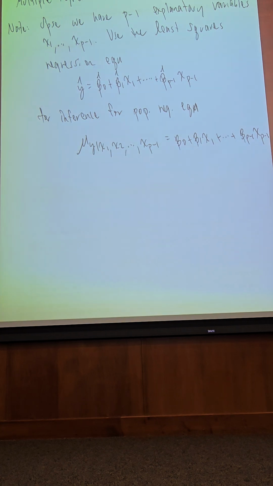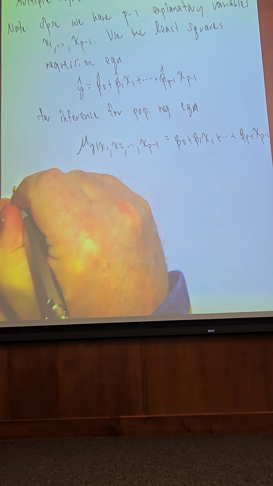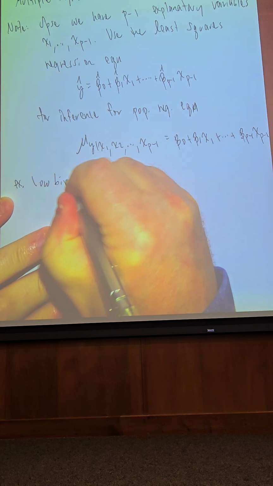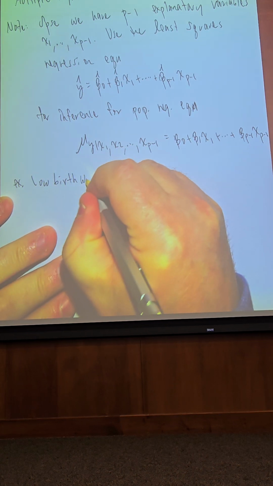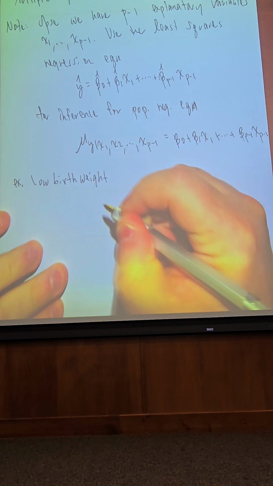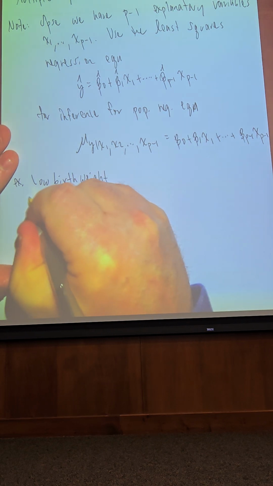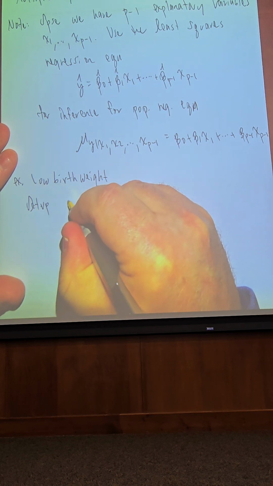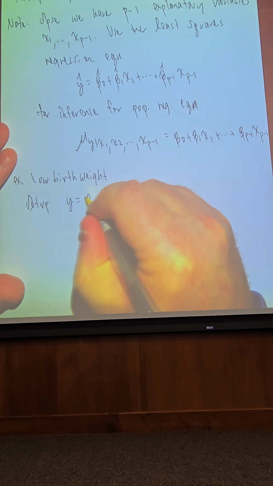All right. So let's do a little example. This is the low birth weight example. And I'll show you what the data set looks like. Here's the setup. My response variable y is systolic blood pressure.